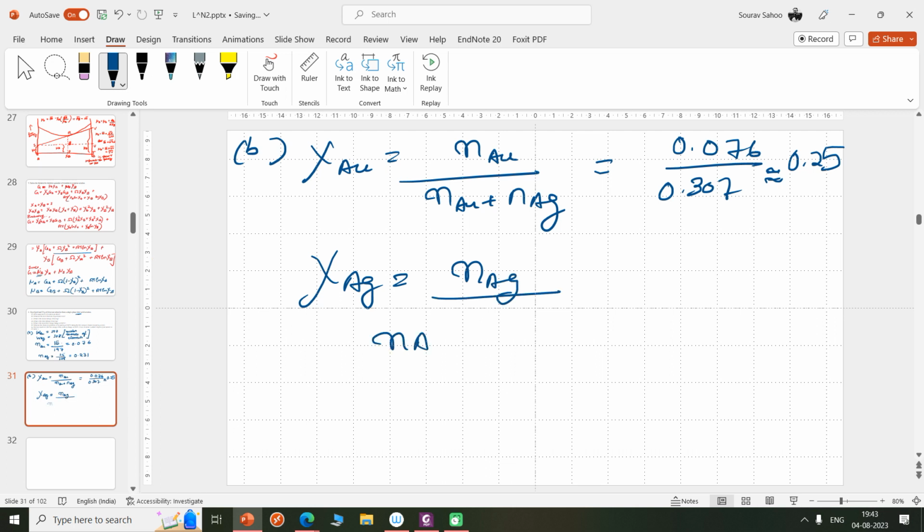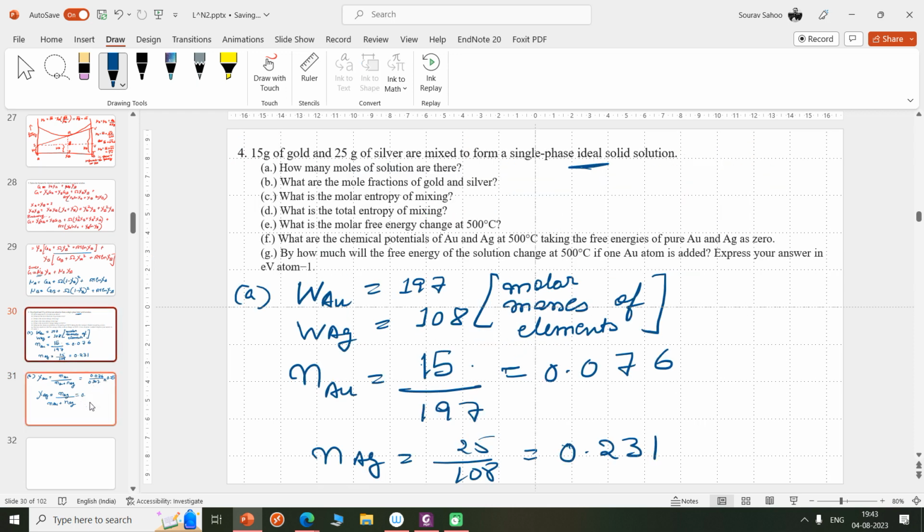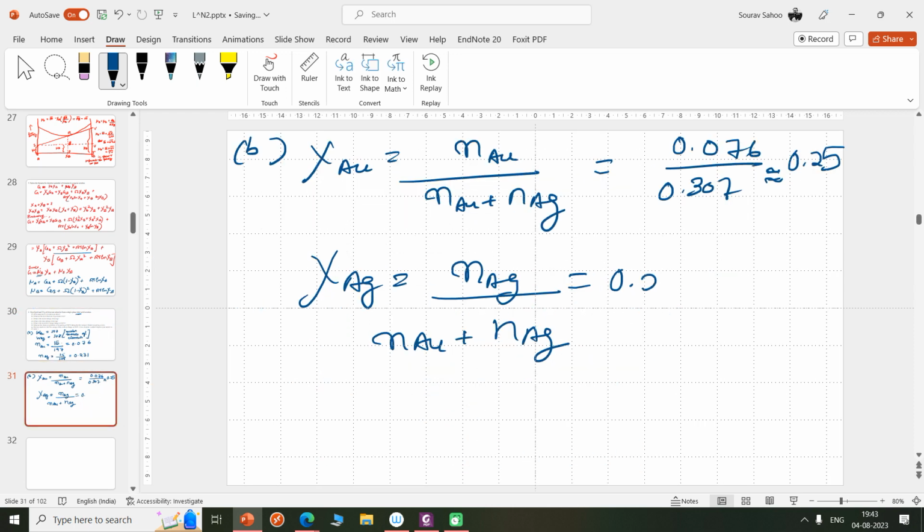And the mole fraction of silver is given by number of moles of silver by number of moles of gold plus number of moles of silver. That is 0.231 by 0.307, which is the sum of both the moles, and 0.75 is what you get from calculation.